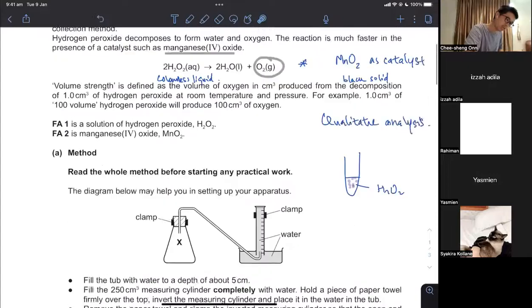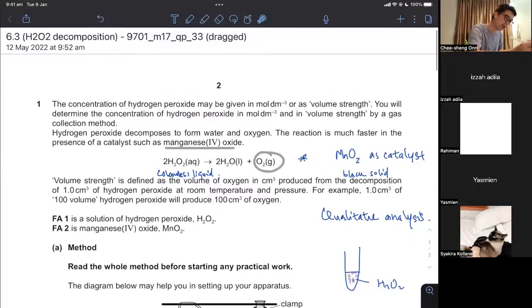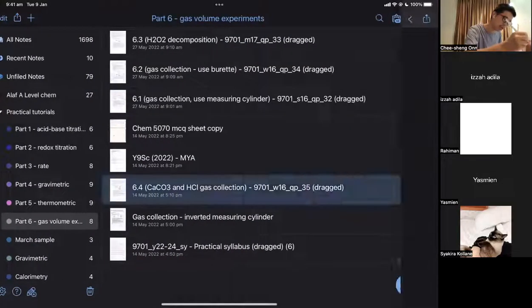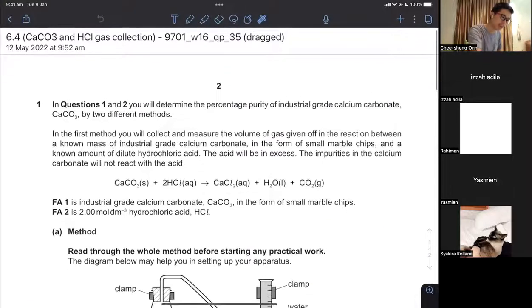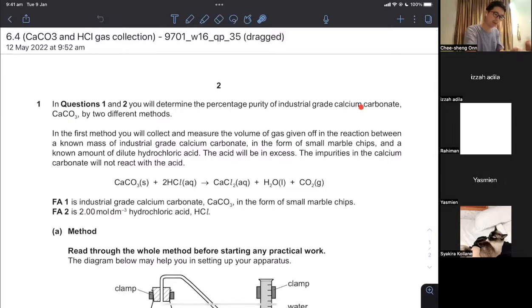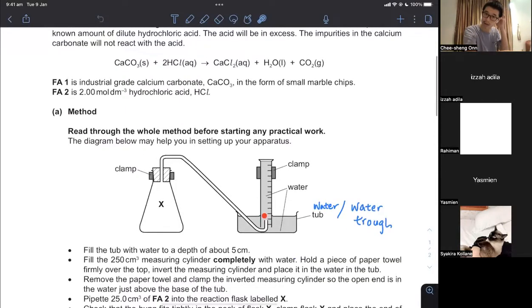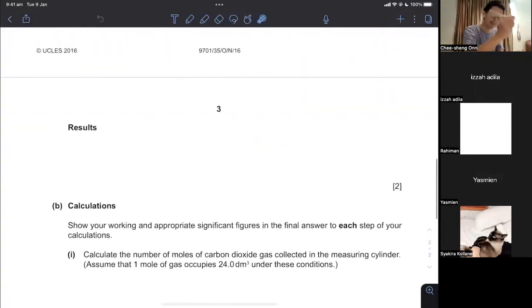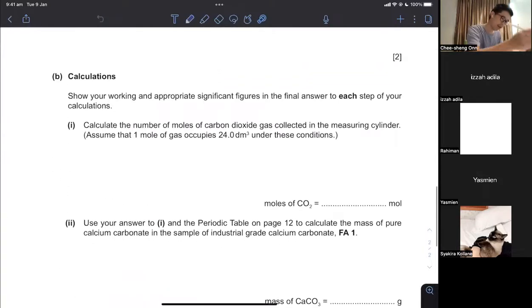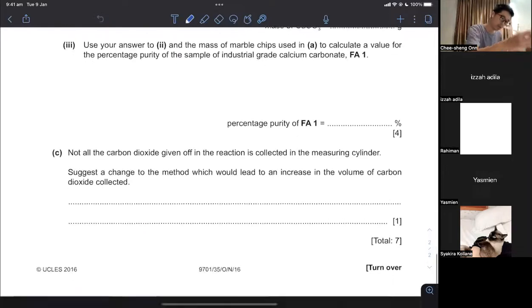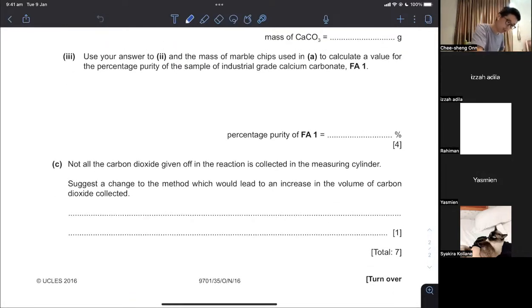So this was March 2017, so quite popular. The last one is the one specified in their syllabus, 2016. This is about calcium carbonate, so this is just the formation of carbon dioxide. Again, the exact same setup. But carbon dioxide, you know something about carbonated drink?